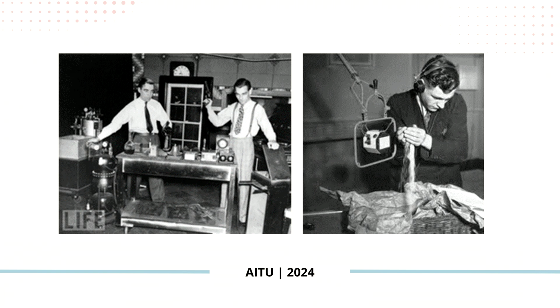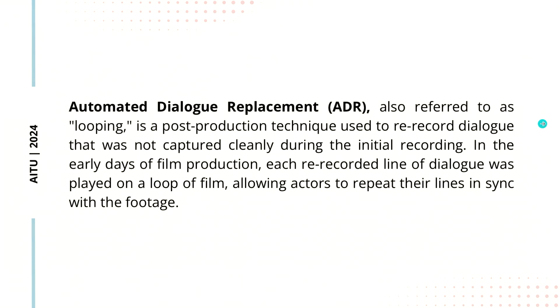Automated dialogue replacement (ADR), also referred to as looping, is a post-production technique used to re-record dialogue that was not captured cleanly during the initial recording. In the early days of film production, each re-recorded line of dialogue was played on a loop of film, allowing actors to repeat their lines in sync with the footage.